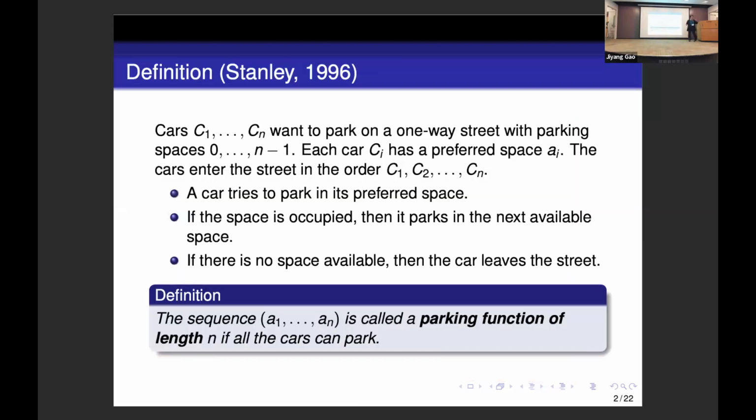To be fair, parking functions were not invented by Richard. They were invented by Konheim and Weiss in a paper in 1966, starting from defining some random parking functions. At the beginning, it was noticed that they are in bijection with labeled trees. And Knuth also has one of the bijections, a very beautiful one, in the second volume, the Sorting and Searching volume of The Art of Computer Programming.